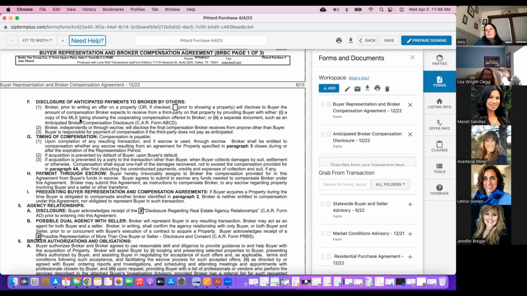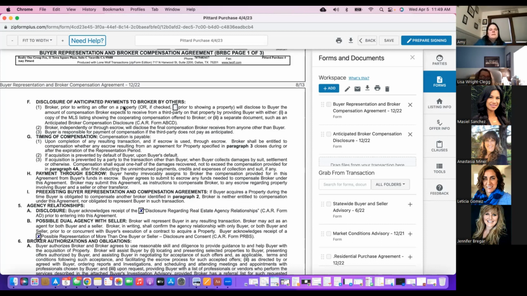We can either give them a copy of the MLS printout, like that one-page printout, because it now shows the commission offered to the buyer's agent on that one-page printout, or we can use the ABCD form. You can use either. Okay, but you want to do that. If we don't check this box, it's at the time prior to writing the offer on the property. If we check this box right here, then it's prior to showing a property. Okay, so just kind of keep that in mind. Oftentimes, if we're sending those MLS reports over, they're getting copies of that, but I would probably not check this box and I would just leave it prior to writing an offer.